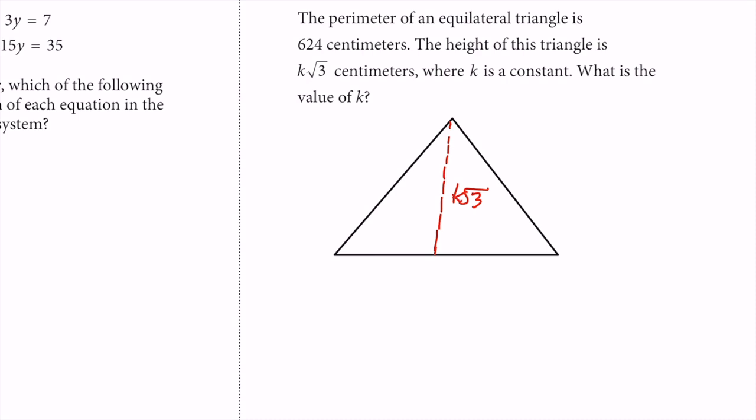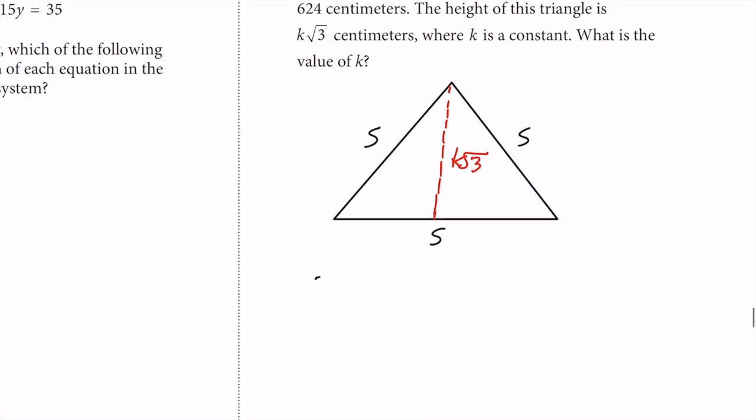So we know for an equilateral triangle, all sides are the same length, and we know that the perimeter in general is the sum of the lengths of the sides. So therefore, when we look at each side, S, we know that 3 times S equals 624. So S is equal to 624 divided by 3, which is going to give you 208. So we could write 208, 208, 208. But we're asked to find k. So you might ask, well, what's the next step from here?